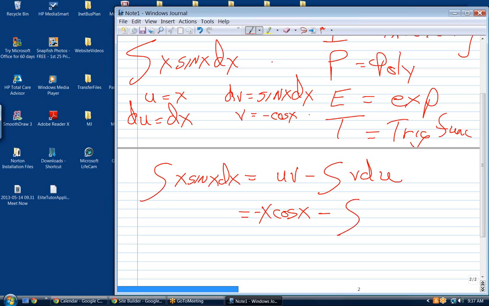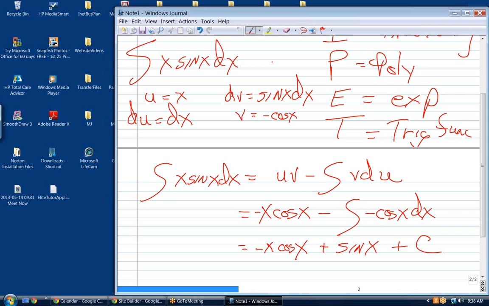What's the integral of v? That's a negative cosine x. And then du is dx. So I've turned something that I can't integrate into something that I can now easily integrate. So the final answer is, the integral of negative cosine is negative sine, and then a negative times a negative becomes a plus, c if it's an indefinite integral.